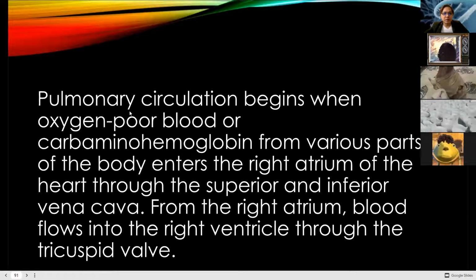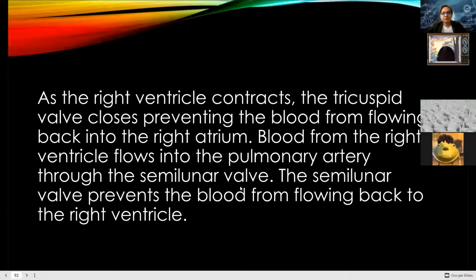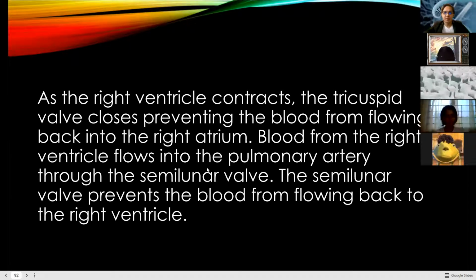Pulmonary circulation begins when oxygen-poor blood or carbaminohemoglobin from various parts of the body enters the right atrium. So it will actually start when the blood enters the right atrium through the superior and inferior vena cava. From the right atrium, blood flows into the right ventricle through the tricuspid valve. As the right ventricle contracts, the tricuspid valve closes, preventing backflow.